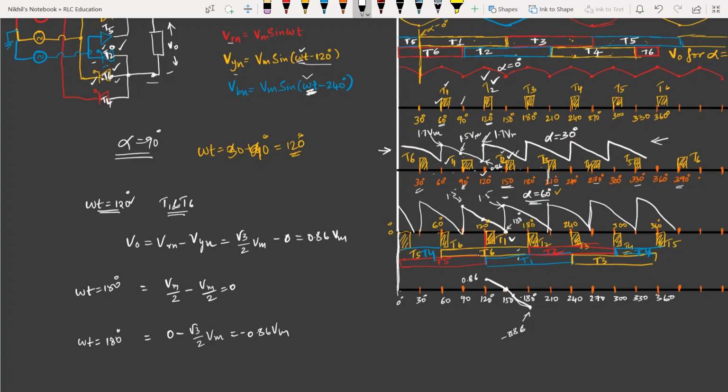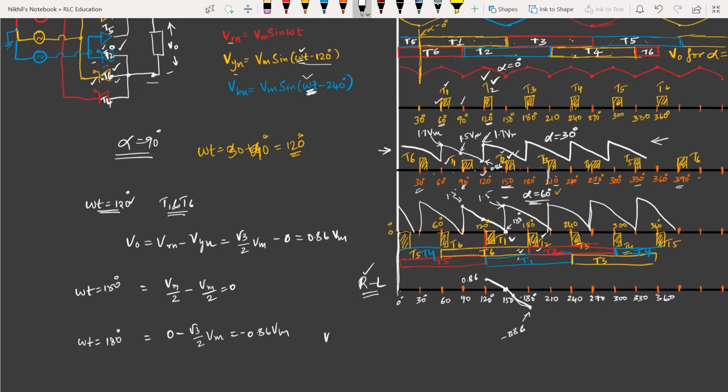Suppose the load is RL, only then the output may become negative. Otherwise, if it were an R load, it will not go negative, isn't it? That thing we have already seen while discussing the half wave converter. Now let us assume that this is an RL load, and the output has gone negative. But at the same 180 degrees instant, T2 has been triggered. So there will be some discontinuity, because current has been shifted from thyristor T6 to T2.